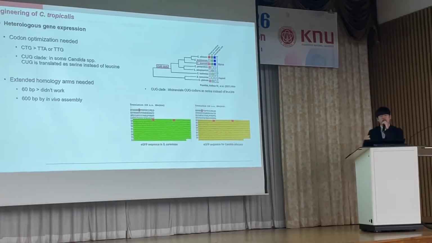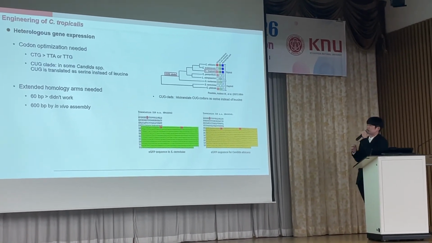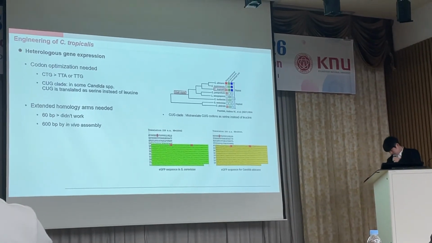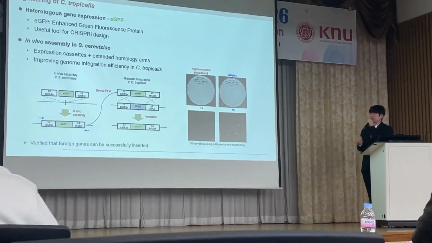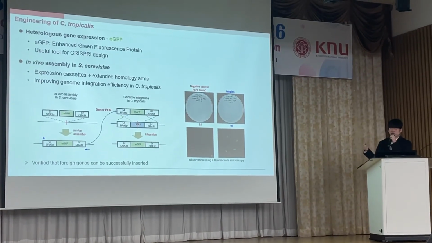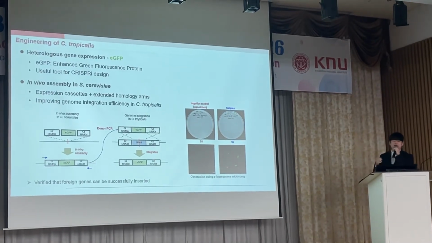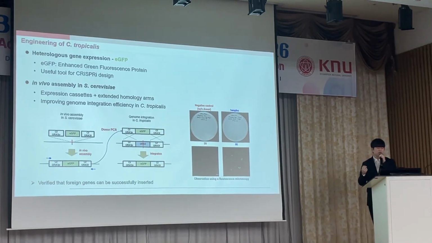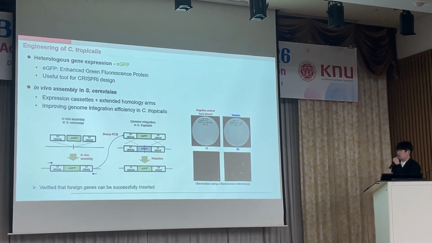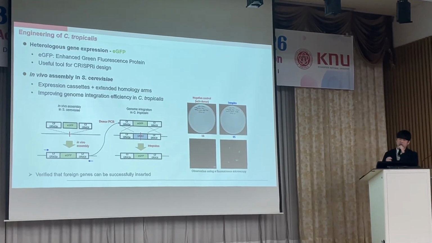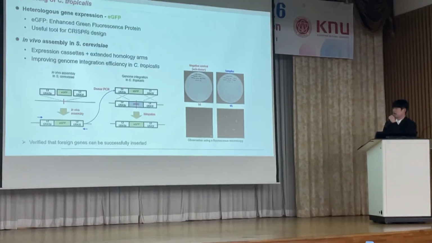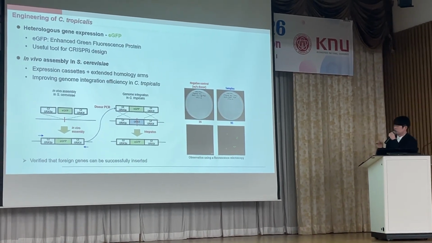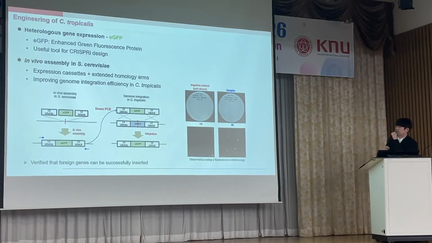And after that, as I previously said, we have to extend homology arms to do this kind of work in Candida tropicalis. So considering those two things, we did this kind of engineering to insert a heterologous gene, and in this case, we chose GFP. We chose GFP because when we efficiently insert GFP, we can figure out the phenotype changes by using just a microscope. On the right side of the slide, you can see that the phenotype has efficiently changed by inserting and expressing this eGFP.